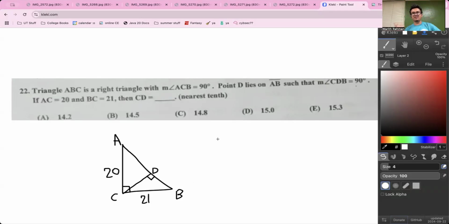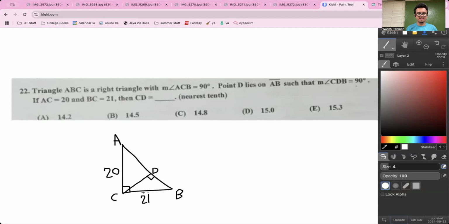The length of the altitude of a right triangle is going to be equal to the product of the legs divided by the hypotenuse. Where did I pull that from? The reason why is if we were to tilt this triangle, we could get this triangle in the same shape where the base is the hypotenuse and the height is this altitude CD.